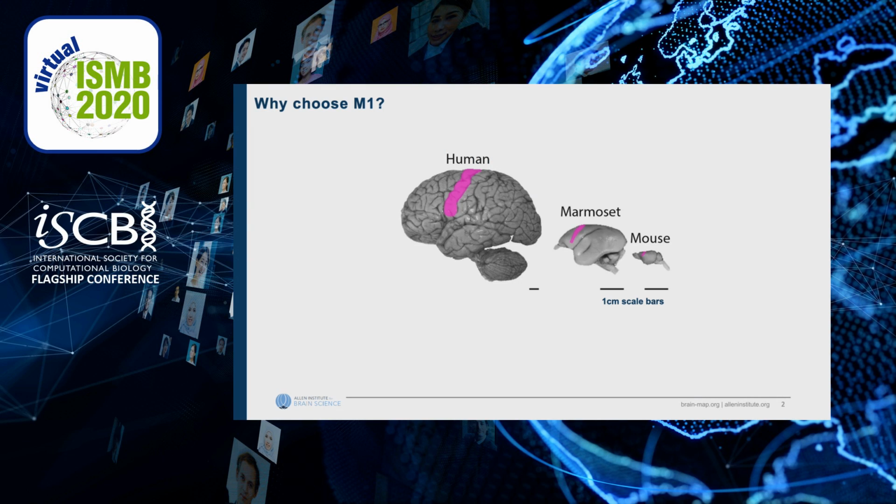So why choose M1, or the primary motor cortex? Well, the primary motor cortex is really an ideal cortical region to study questions about cellular evolution, because unlike some of the other cortical association areas, which have ambiguous homologous structures across species, M1 is very functionally conserved across mammals. Its function is really essential for fine motor control. And its cortical geography has also been very thoroughly mapped and characterized in all three species, which is shown here in magenta.